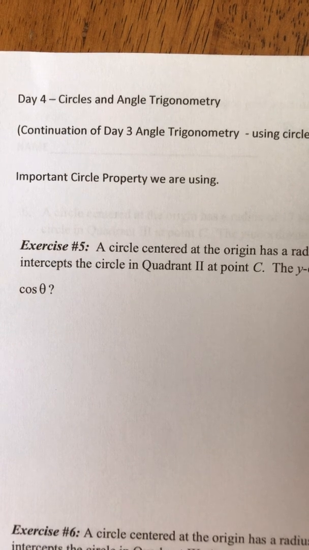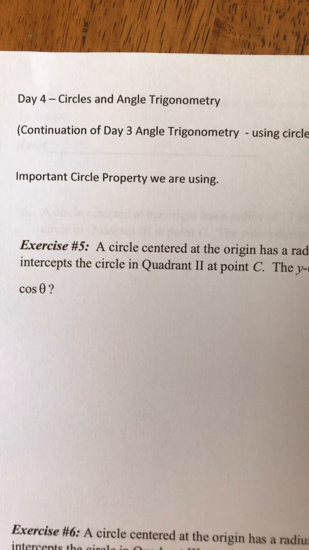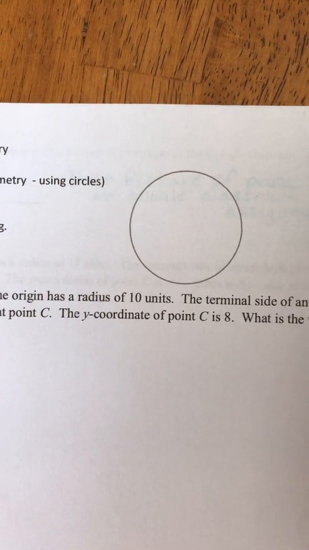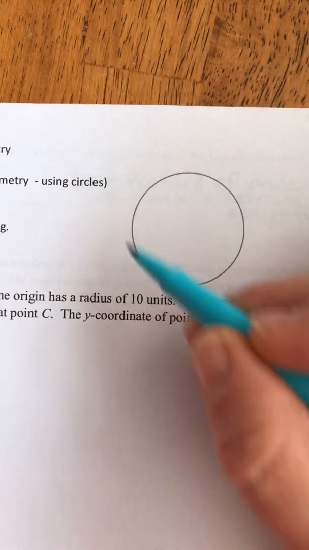But here's where we're going to add one property of a circle. So this is the only new thing you're going to get today. Everything else we've already learned. The important circle property we are using is about the radius. I put a circle on the notes page here. But an important property of a circle is this.